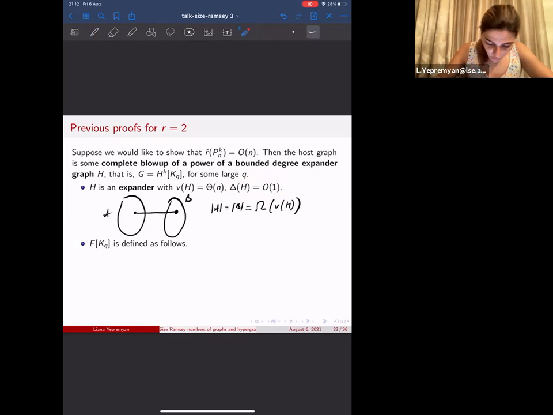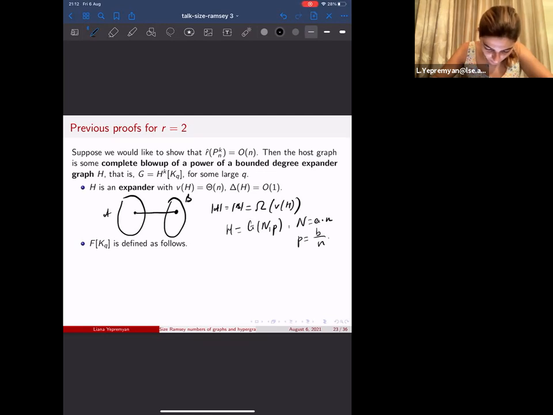So to obtain such an expander, you can take H to be G(N,p), for N being some large constant times n, and p being some constant over N. And then you can clean up all the vertices of large degree, and the remainder you can show will satisfy these properties.